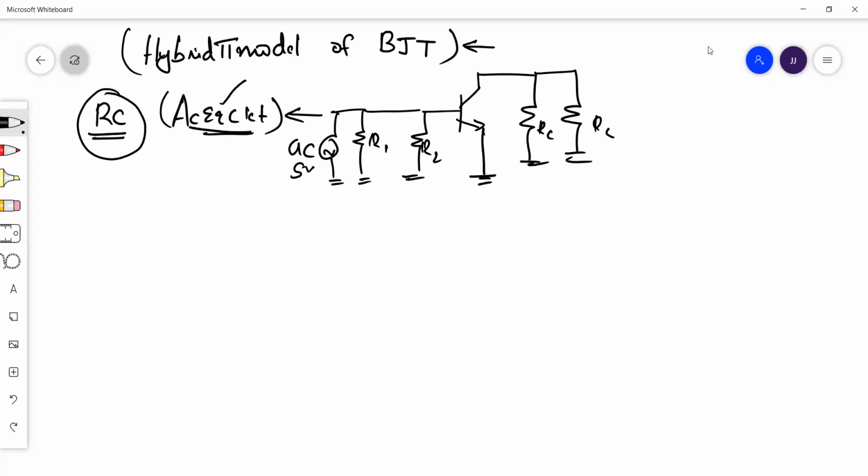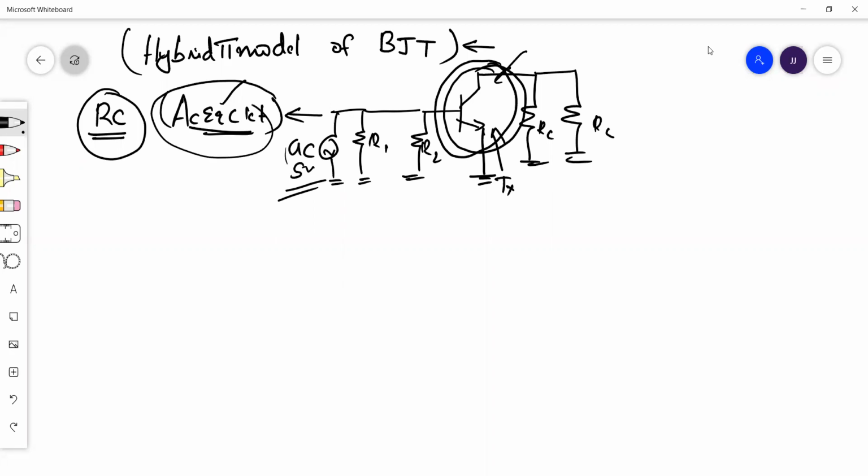In an AC equivalent circuit, if you are drawing that, we are not replacing the transistor. The transistor is there itself. We are not doing any internal modeling of it here. What we are doing is just replacing the outside components and drawing an equivalent circuit. That is the AC equivalent circuit. The transistor is not replaced, so we don't know some more properties.